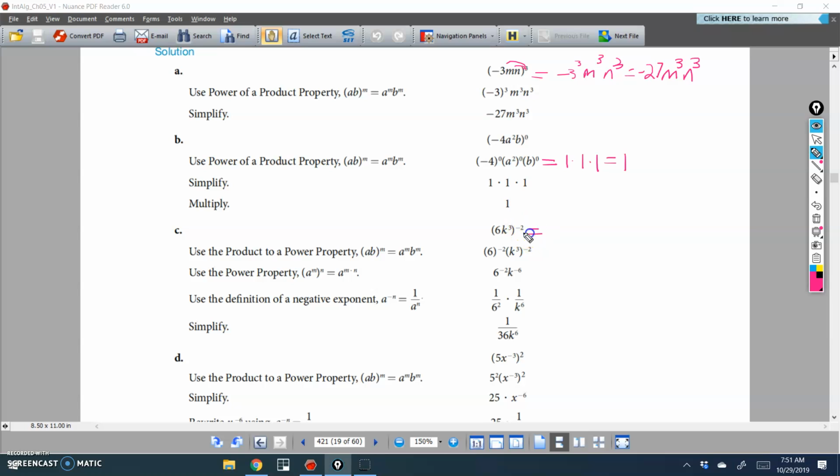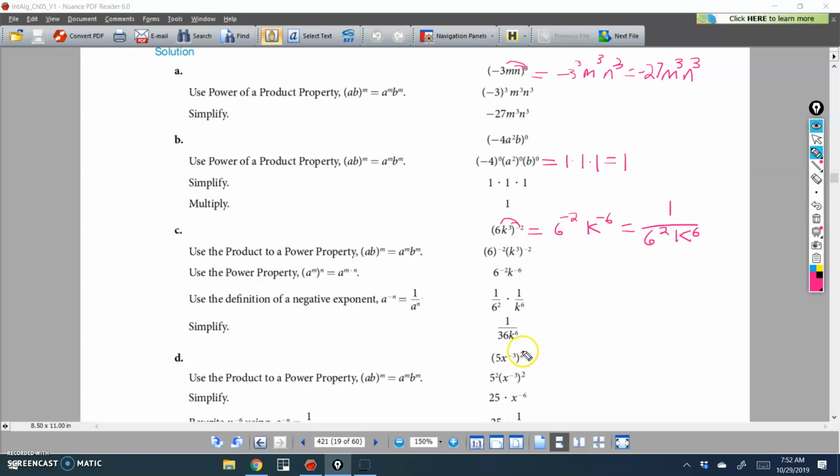Okay, c, so the negative 2 goes to the 6, and it goes to the k, so this would be 6 to the negative 2 times k to the 3 times negative 2, which is negative 6. We clean this up with negative exponents. 6 to the negative 2 is in the numerator, so now it's in the denominator. K to the negative 6 is in the numerator, so now it's in the denominator. Change it to positive, and then we'll just throw 1 over the top, and we're done.